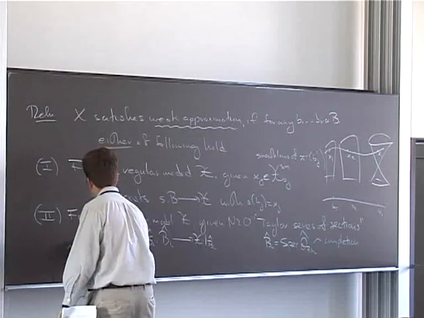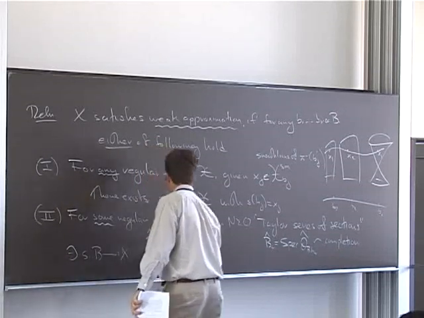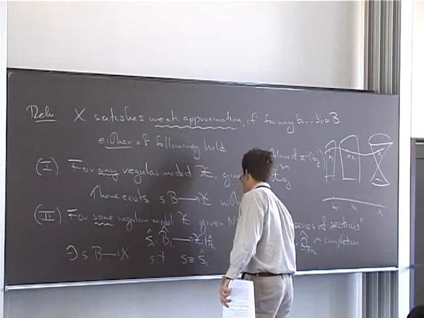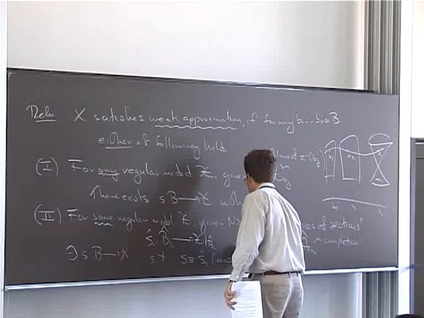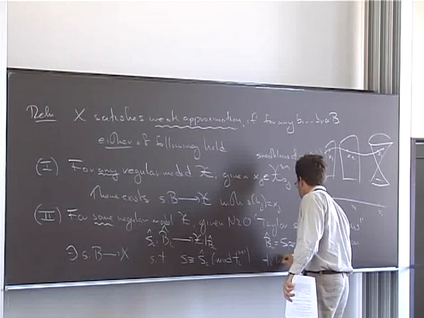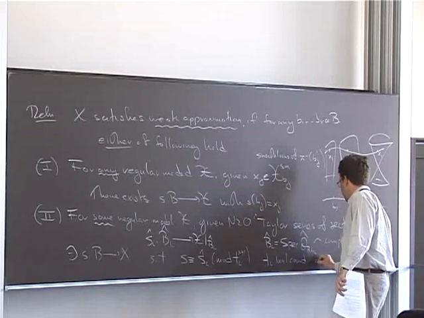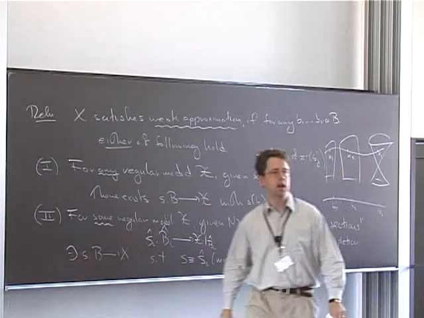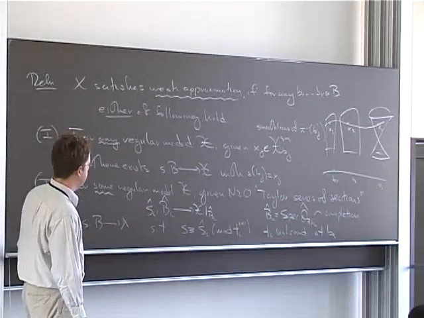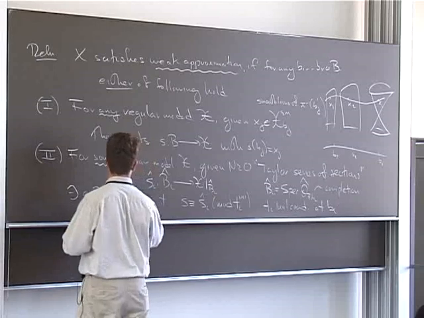There exists a section S so that S is congruent to S_i modulo T_i to the n plus 1, where T_i is a local coordinate, at B_i. Hope that you can read that. Yes, that should be a curly X. Thank you.